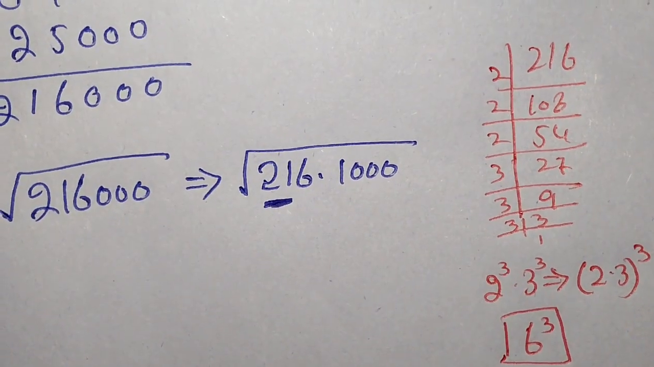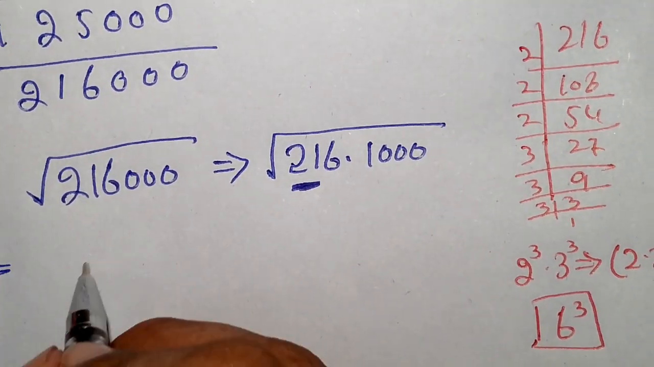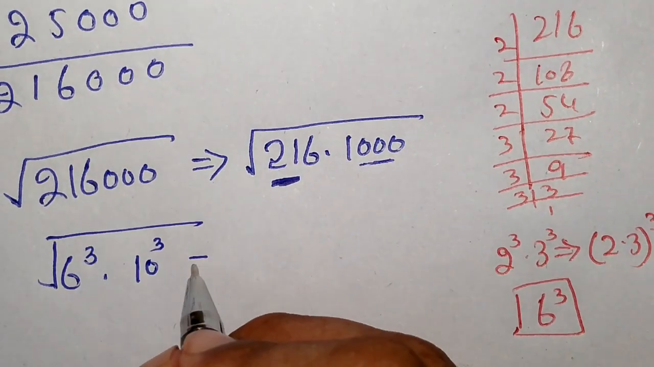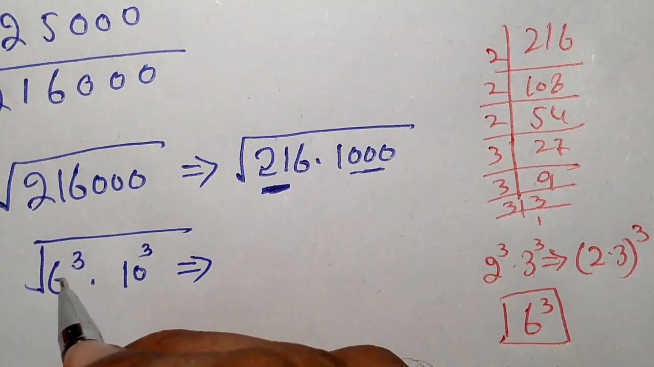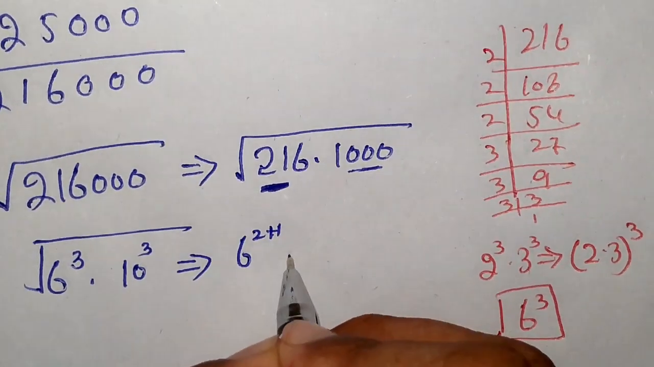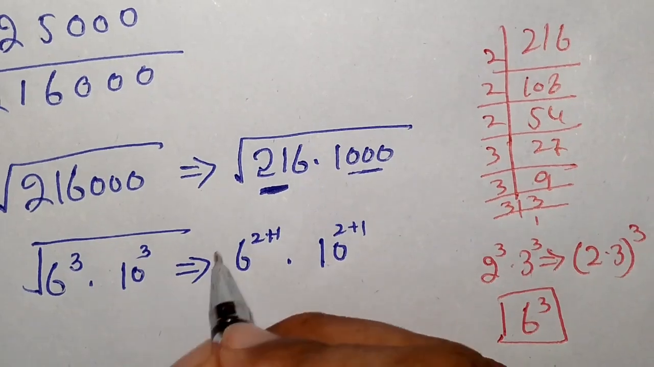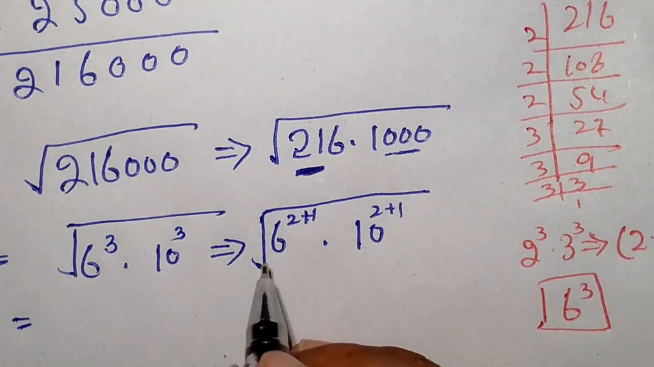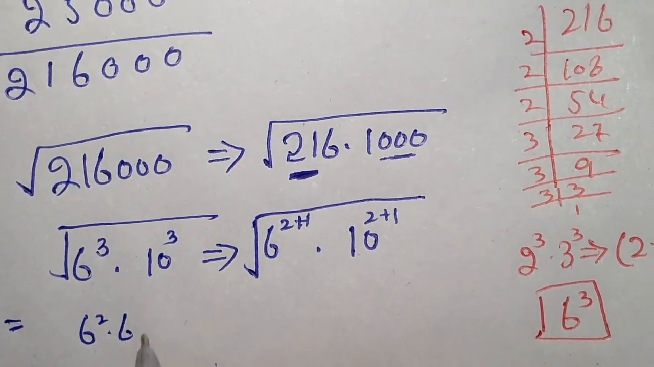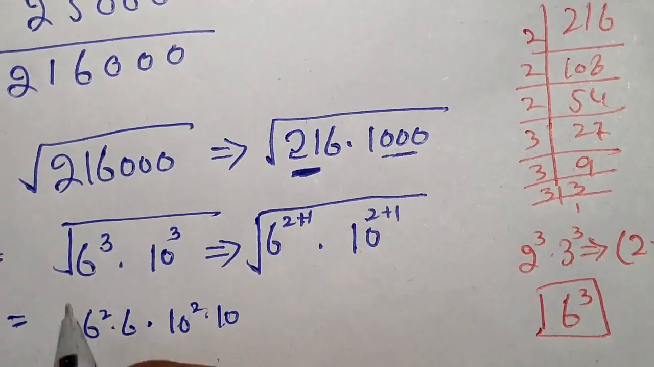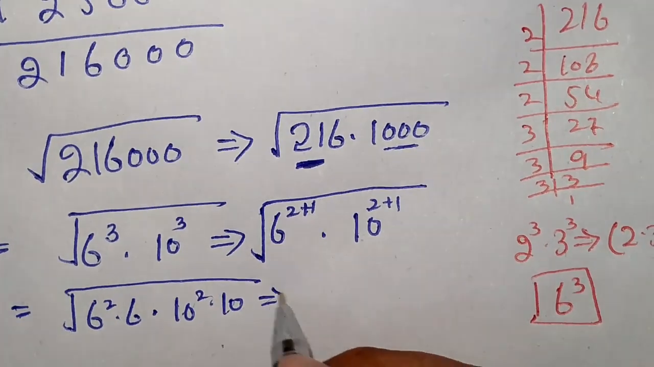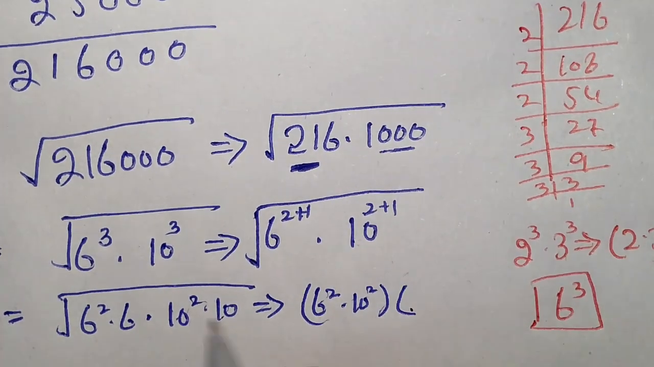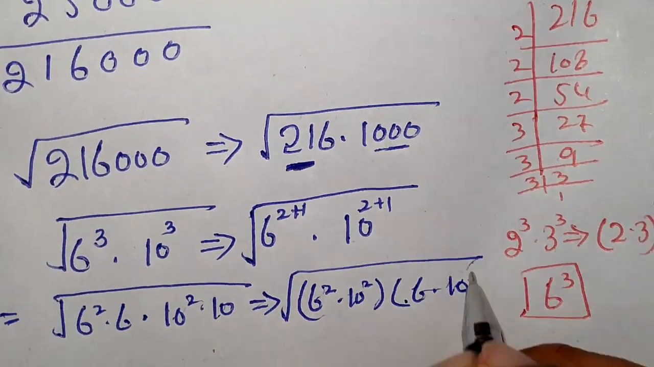So this will become square root of 6 to the power of 3 times 10 to the power of 3. In the next step, we know that this can also be written as 6 to the power of 2 plus 1 times 10 to the power of 2 plus 1, which is equal to this, to the power of 3, square root. Now in the next step, this will also become equal to 6 to the power of 2 times 6 times 10 to the power of 2 times 10, square root. This can also be written as 6 to the power of 2 times 10 to the power of 2 and 6 times 10, square root.